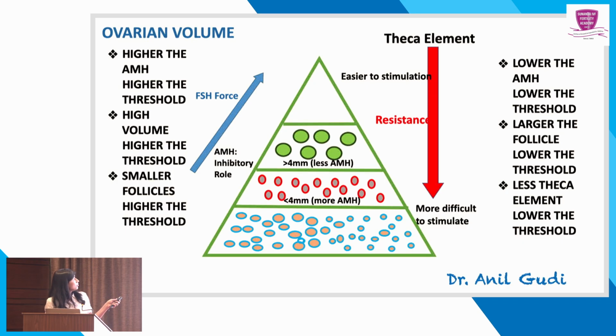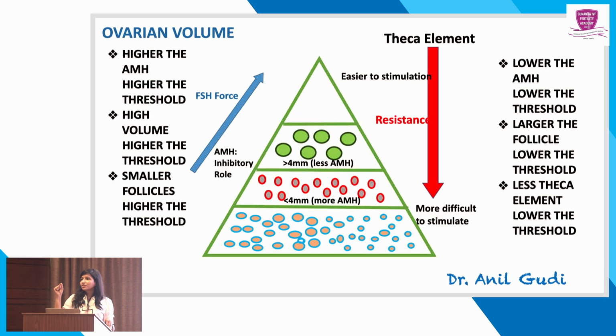So if we look at the ovarian volume, as we are again and again saying, AMH is having an inhibitory role. The higher the AMH, the higher the FSH threshold, the higher the PCOS resistance. So they will be having higher AMH and higher FSH threshold, high volume and higher threshold. And if you see a lady with PCOS who is having resistant PCOS, she will be having very, very small follicles.